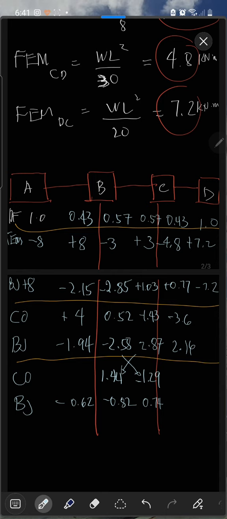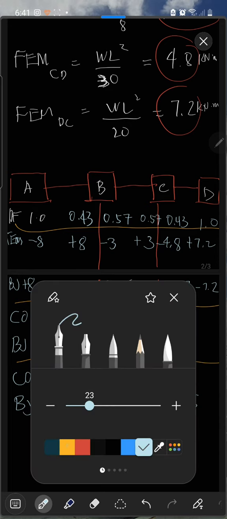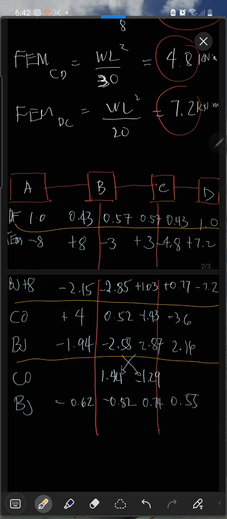Okay, so last, negative 1.29 multiplied by 0.43, we have negative 0.55. Change the sign, so positive 0.55. So, the last step, kung dili na ka mag-add pa og isa ka cycle, is to sum up moments.